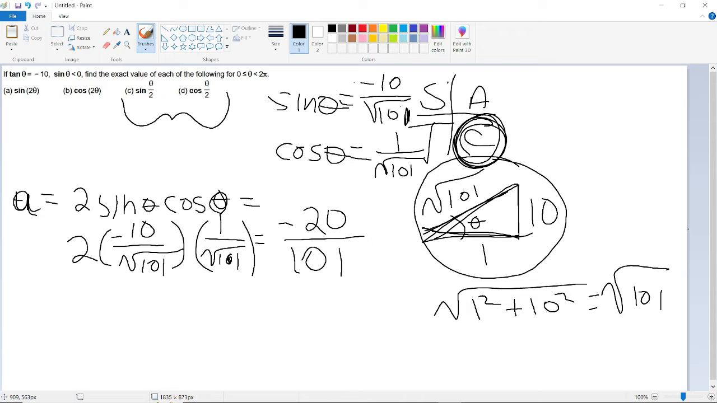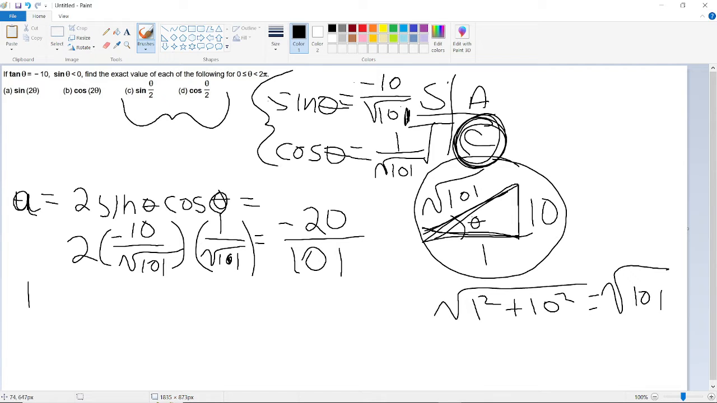When we're doing the double angles, as long as we get the original sine and cosine right, everything comes out right. It's only when we do the half angles that we have to know which quadrant we're in for the half angle in order to choose the positive square root or negative square root.